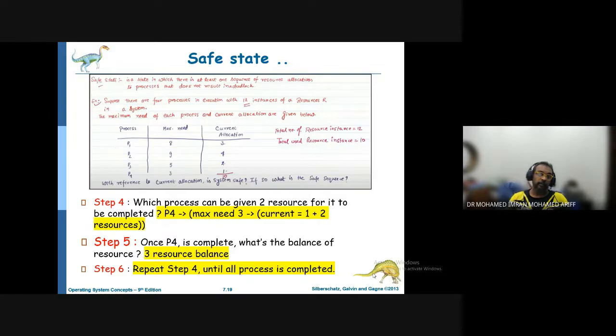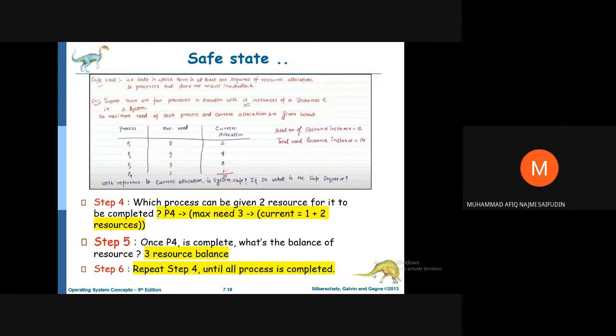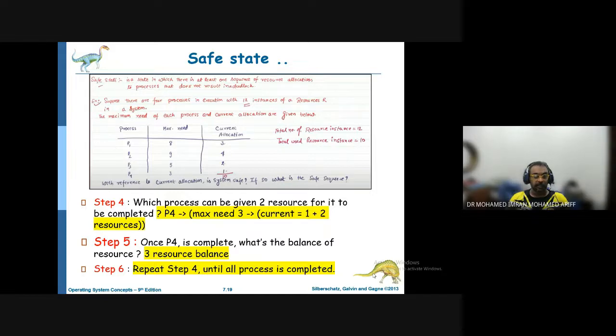Someone? Anyone? Afiq, can you answer? Is your mic not working, Afiq? Sir, is it 5? Yes, the answer is 5. The resource available is 5. Correct. Okay. Next. So P4 is complete, P3 is complete. What is the next process?